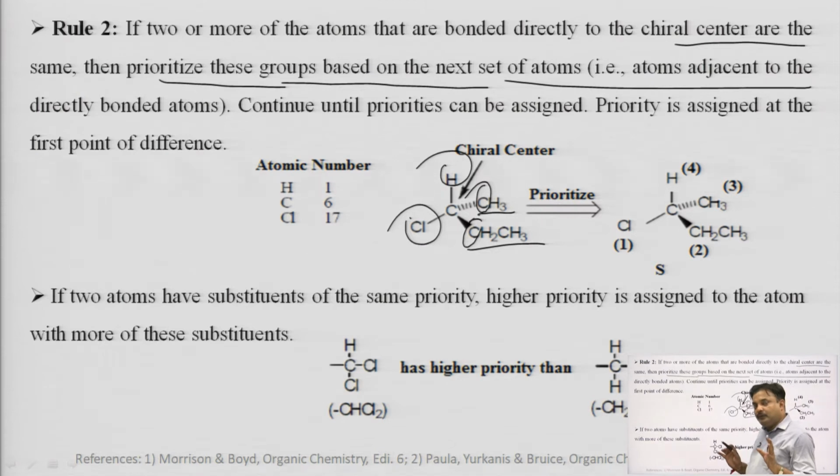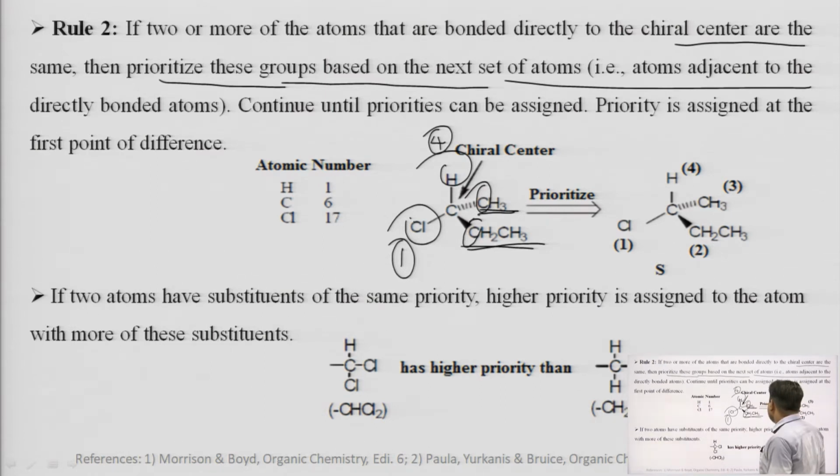So, if we are going to give the priority, then first of all we know that the atomic number of chlorine is highest. So, it is given the first priority. Then for the second priority, we see that there are 2 carbons, this methyl carbon and the ethyl carbon, and the hydrogen. So, hydrogen has the least atomic number, it is given the last priority. Now, there is a confusion in giving the second and the third priority, because both carbons have the same atomic number.